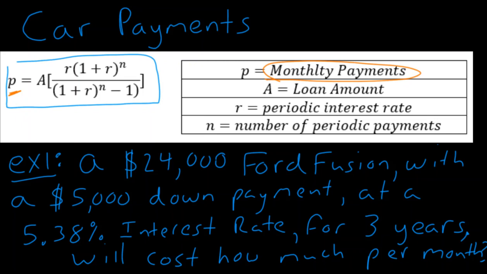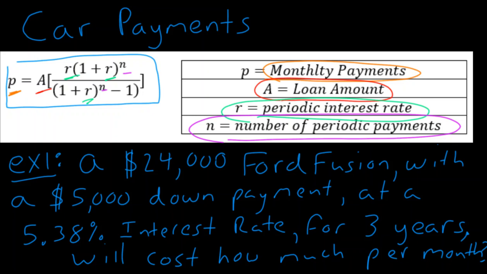P will be our monthly payments, okay? Our A value will be our original loan amount. Let me use the green here. Our R value, which we see here 3 times, will be our periodic interest rate. And N, let's use this nice purple, will be our number of periodic payments. So when you look at this, you'll probably think, man, this is a pretty complicated looking formula. But let's go through this very first example, and let's label everything we see.